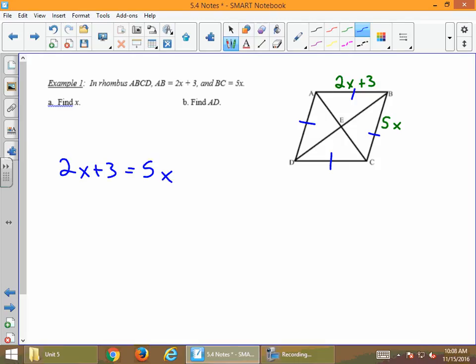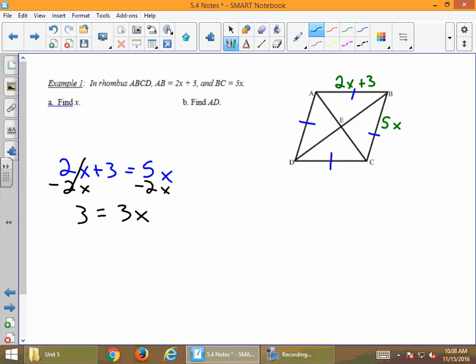Very good. And again, we go ahead and solve. What do you want to do to solve this? Subtract 2x. A great idea. I like to move the smaller of the x's myself as well. Minus 2x, minus 2x. He's gone. 3 equals 5 minus 2.